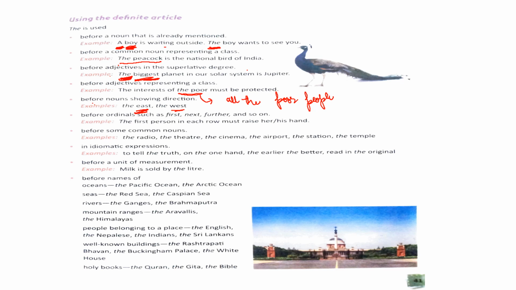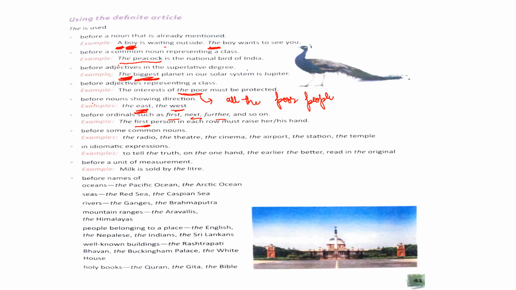Next, with words like first. Before words like first, next, further, and so on. For example, the first person in each row must raise her or his hand. Here you have to use the article the before the word first. Before the words that show you the order, that are ordinals.